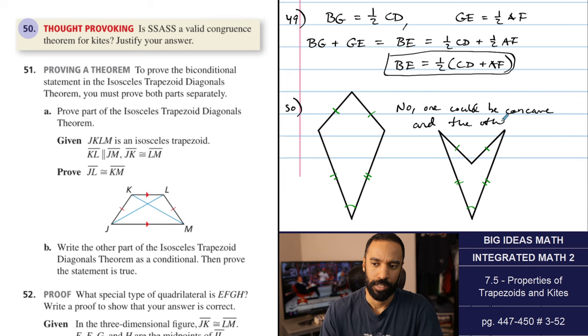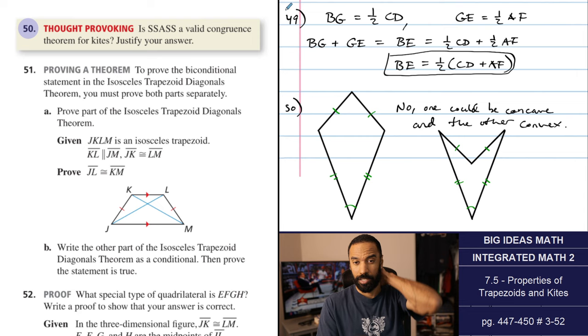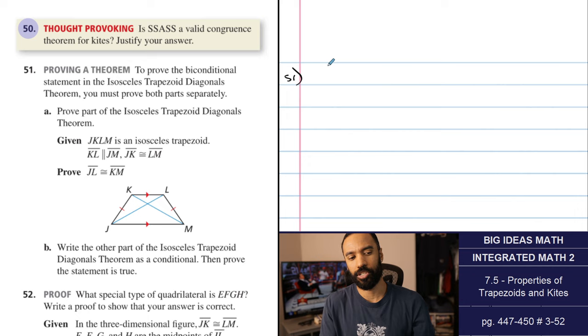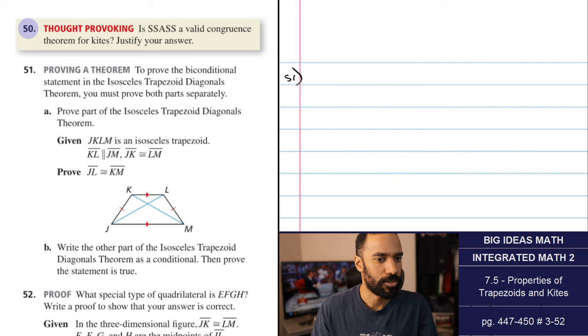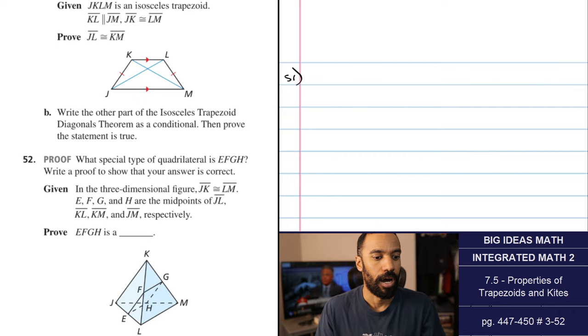See, triangles need a lot less for that stuff. All right, two more questions. They're both proofs. We finally get to do the triangle, the diagonal congruence proof here. Prove the biconditional statement theorem. You must prove both parts separately. Oh no, there's an A and a B, and then there's a three-dimensional shape.